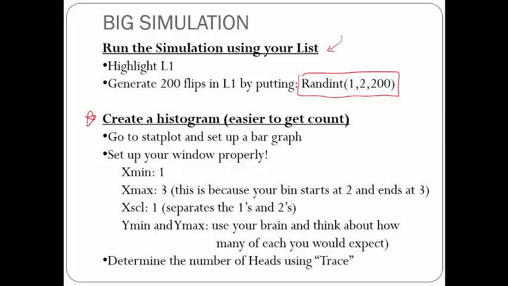And then this walks you through how to set up your window properly. We just go from 1 to 3 because we've just got a big list of 1s and 2s. And for the X scale, by separating at 1s, heads will be the first bin, tails will be the second. Then think about the Y min and Y max. How many of each would you expect on 200 trials? So maybe you take your Y max up to about 75 to make sure that you have enough room. You're not going to have any below, so you can do 0 there. Then hit the trace button, and you can see how many heads, how many tails.